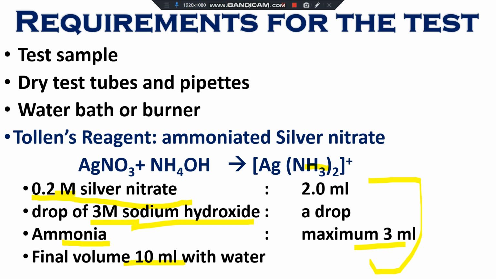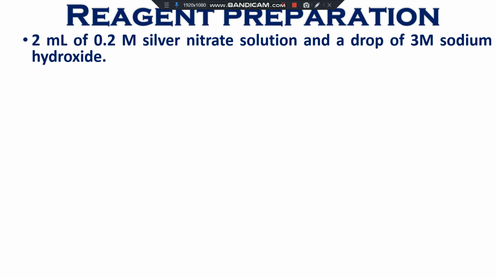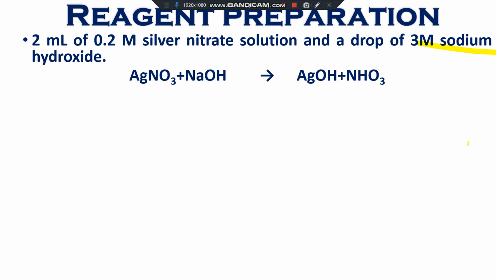How we are going to prepare the reagent, we are going to see now. This reagent preparation occurs in 2 steps. In the first step, we mix 2 ml of 0.2 molar silver nitrate solution and a few drops of 3 molar sodium hydroxide. This silver nitrate reacts with sodium hydroxide and gives you silver hydroxide plus HNO3. Sorry, this should be HNO3, not NH3. Then 2 molecules of AgOH will give you Ag2O, silver oxide, and water.